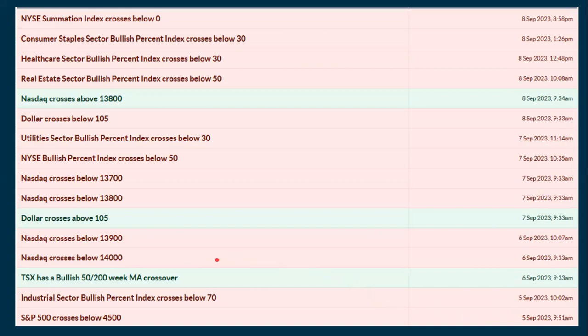And we look at not only the S&P, but different sectors that make up the S&P. We look at the Dow, we look at the NASDAQ 100, and we can get some information about what's happening across the market as a whole.